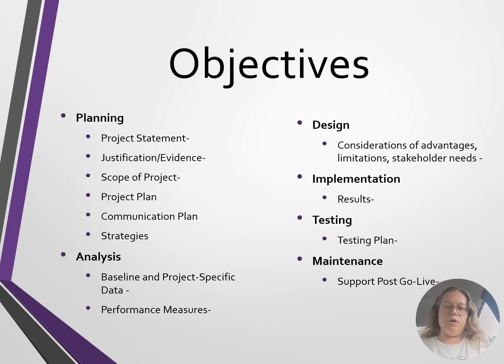Secondly, the analysis phase will include a discussion of the baseline and project-specific data. We will also look at the performance measures. Next, in the design phase, we will have a conversation about the advantages, limitations, and stakeholder needs. The implementation process includes visuals on PHQ-9 form functions and outcomes. The testing phase outlines the proposed testing scenario and plan and provides evidence that it supports the proposed informatics project. We will include how the test results will be documented and how issues will be mitigated. Finally, the maintenance phase outlines what comes after implementation for the life of the PHQ-9 form, including upgrades and enhancements.